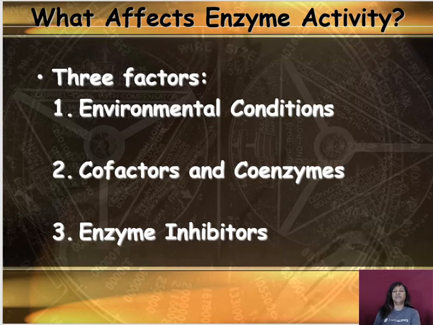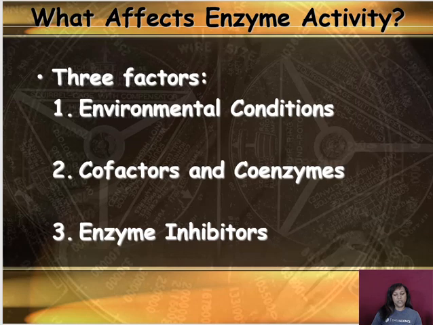So let's look at some factors that actually affect enzyme activity, and this is really important. Environmental conditions can affect enzyme activity, things like extremes of temperature and pH, we'll look at that a little bit closer. Cofactors and coenzymes can affect enzyme activity, and enzyme inhibitors can affect enzyme activity. So three factors can affect how an enzyme actually works or whether it'll even work at all: environmental conditions, cofactors and coenzymes, and enzyme inhibitors.